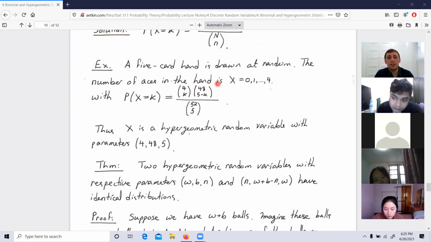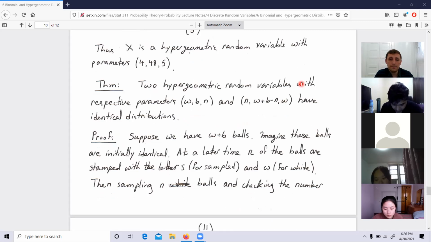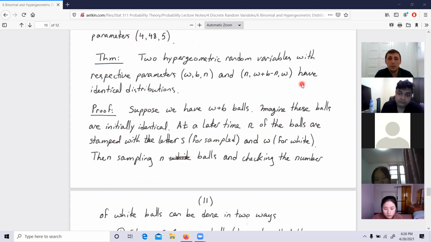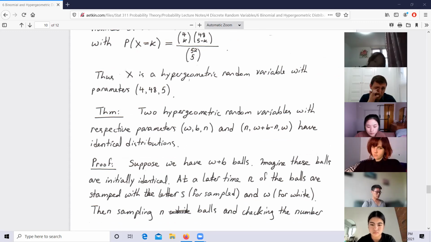Now here is an interesting theorem, guys. Two hypergeometric random variables with respective parameters w, b, n, and n, w plus b minus n, w have identical distributions. Okay, so here I will try to explain how that's supposed to happen. And of course, don't try to remember the parameters, try to understand the situation.